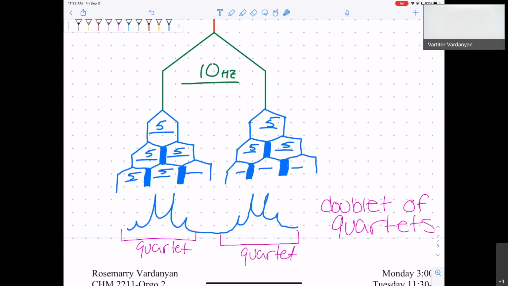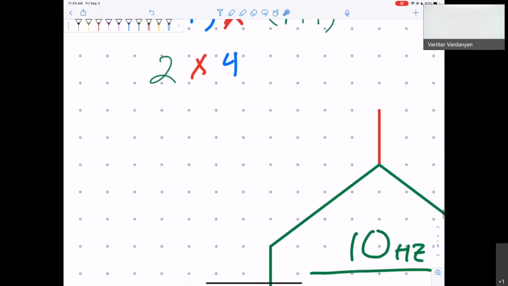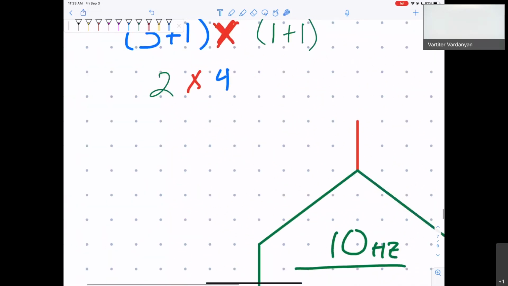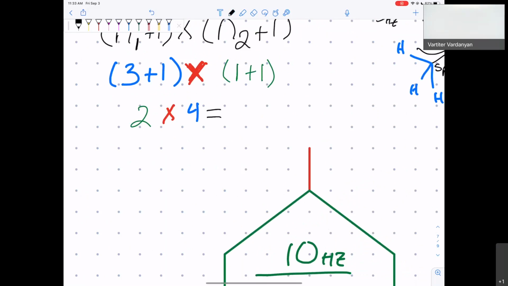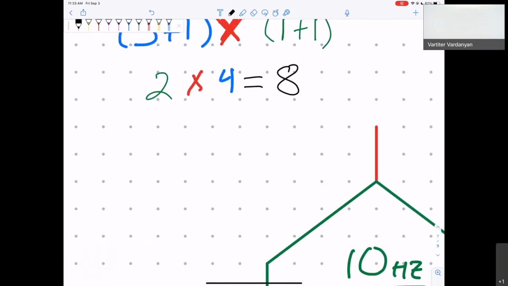So last time I told you you don't ever have to draw this. So how in the world did we figure out this answer without the tree? We don't do division in this class. Instead, we do have the number 8, and 8 is telling us how many of these little peaks we have. So that's correct.